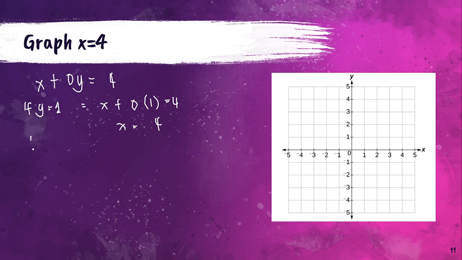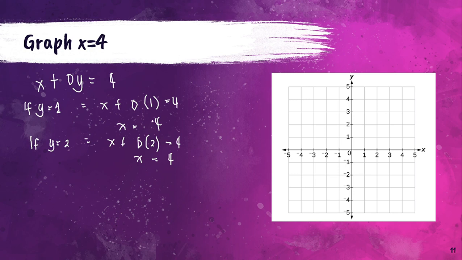So let's try another one. If y is equal to 2, that will be x plus 0 times 2 is equal to 4. So 0 times 2 is still 0. So we have x is equal to 4. Because any number multiplied by 0, the answer will always be 0. Okay, so the graph of x is equal to 4 is a vertical line that passes through the point 4, 0.